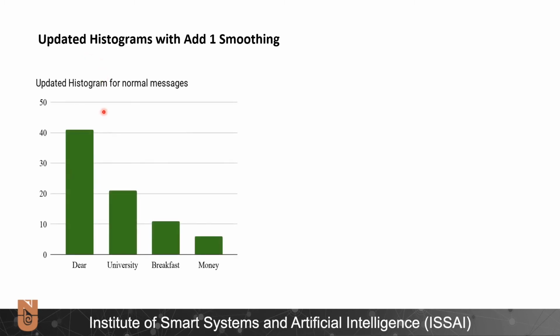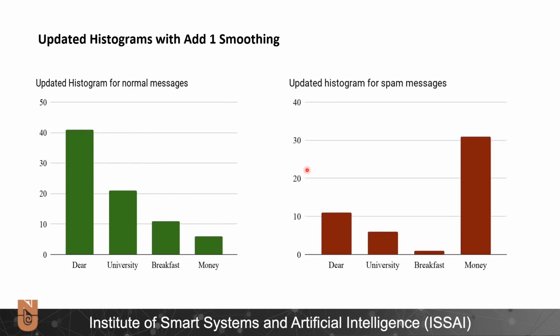As you can see from the histogram, all the values are increased by 1. And it is the same for spam messages. All the values are increased by 1, and we don't have the 0 value, so that the probability of breakfast won't be 0.